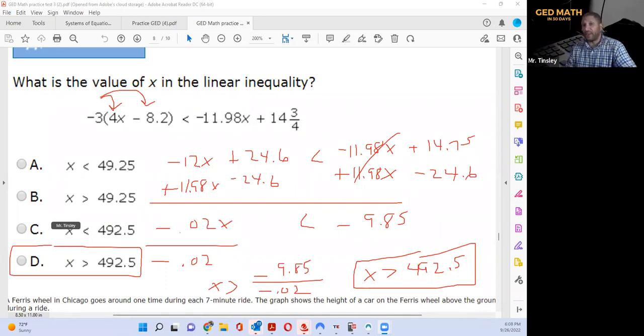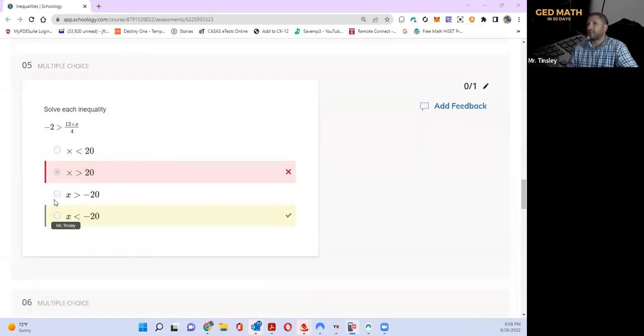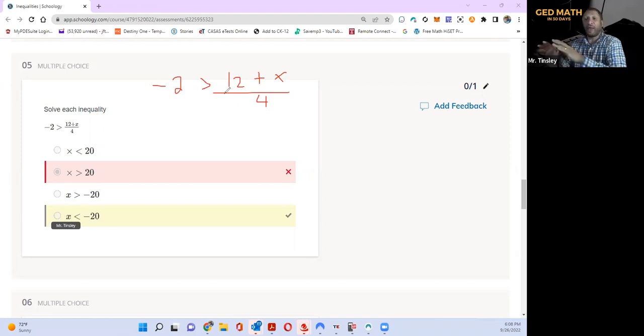Okay, let's go back to that other inequality. Let me save that, let me clear it. Let's go back to Schoology real fast to this problem here. Let's make sure we understand it now that I have the recording on. So we have minus 2 greater than 12 plus x divided by 4. A large percentage of people are getting this problem incorrect. Matter of fact, I don't think anybody has gotten this problem correct yet. Even though I think if Penny is still on, she told us how to do it. So that was good. When she takes this inequality quiz, she should get this one right.